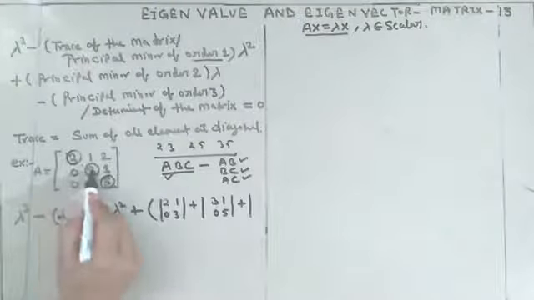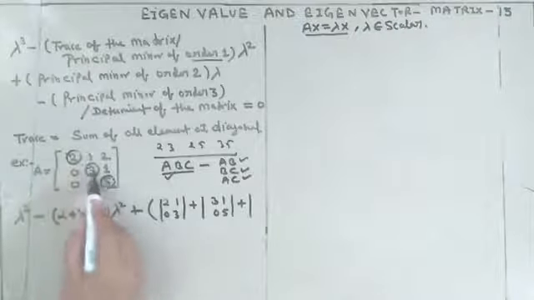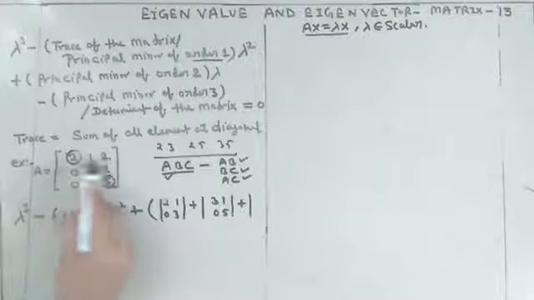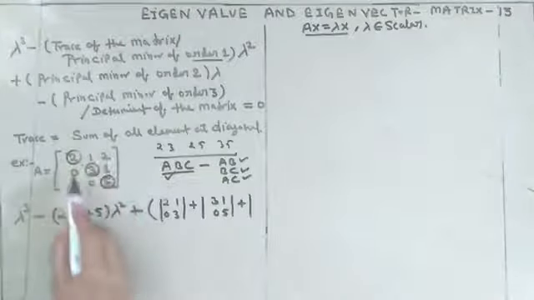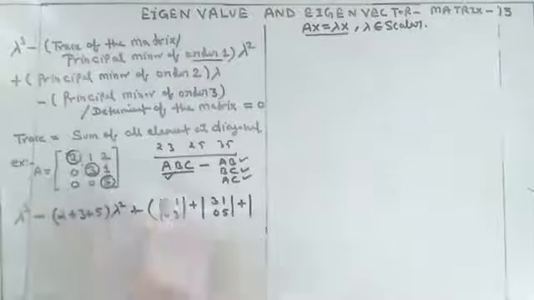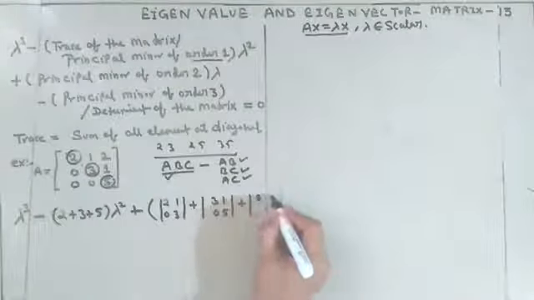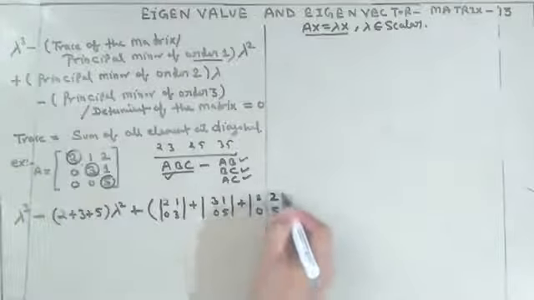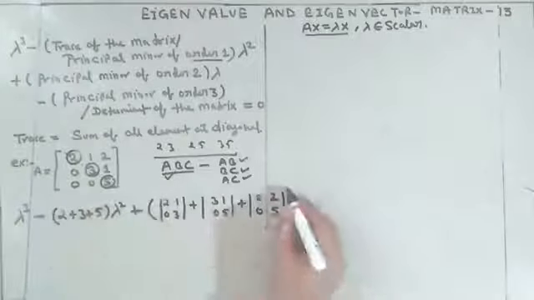This element will come corresponding to 3 and 2. This element will come. Similarly, this and this element will come for 2 and 5. This element and this element will come. Okay, this 0 and 2. So 2, 2, 2, 2, 2 and 0, 5, 0, 5. You will find the determinant for each of them.